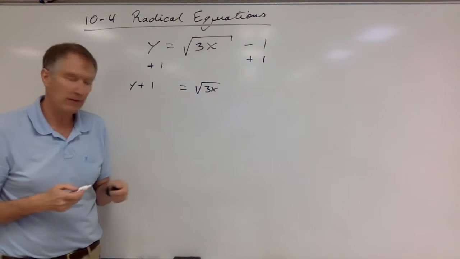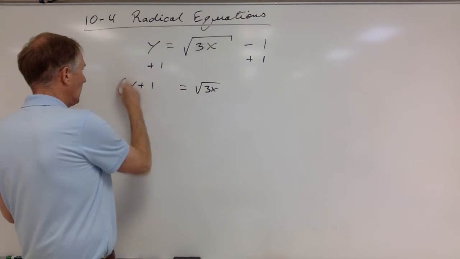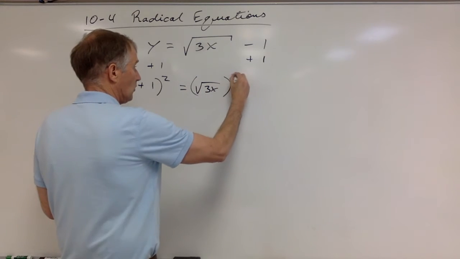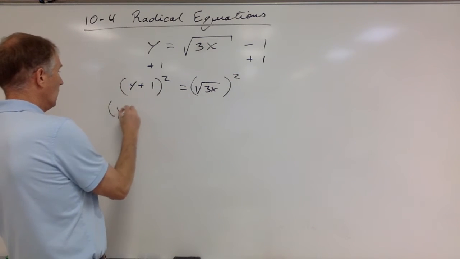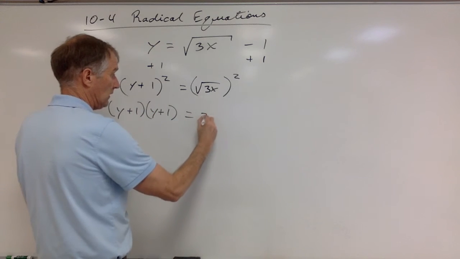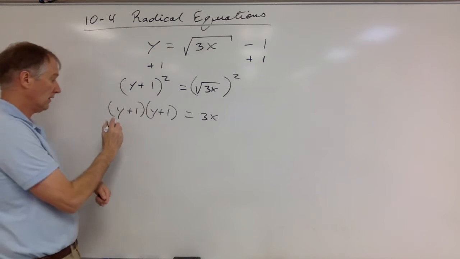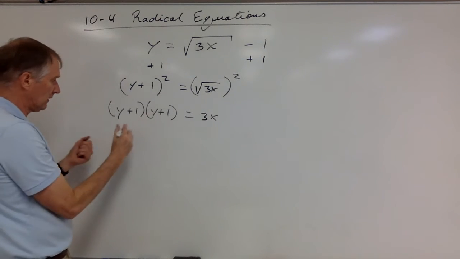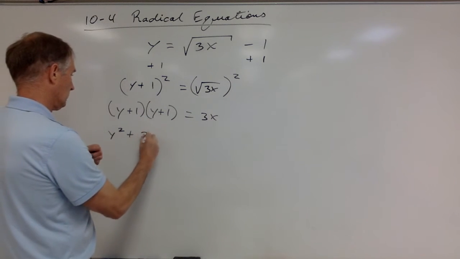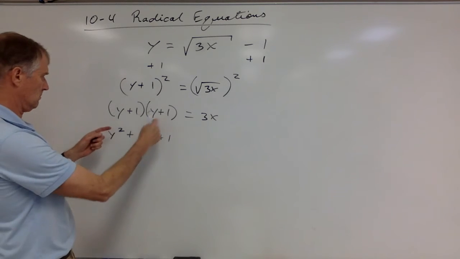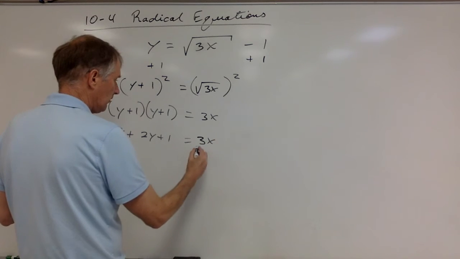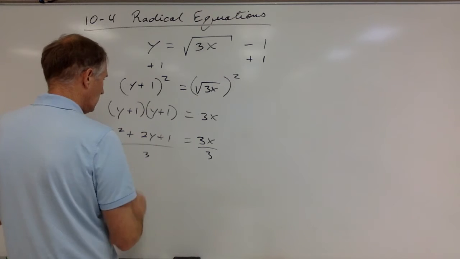Now I can square everything. So I would square this whole expression. This whole thing gets squared, and this whole thing gets squared. So this is y plus 1 times y plus 1 equals, well, that squared is 3x. And remember your rules here: use FOIL, or you get a special product. So that's going to be y squared plus 2y plus 1 equals 3x. And then I can solve for x.